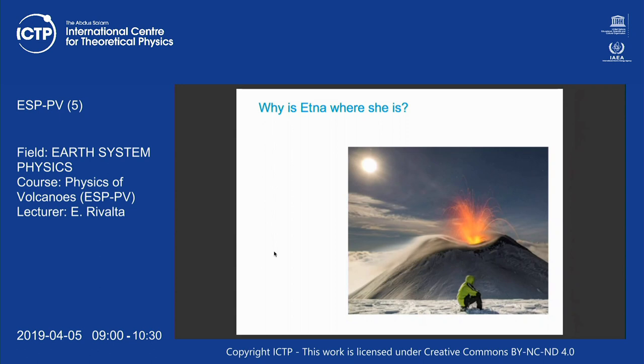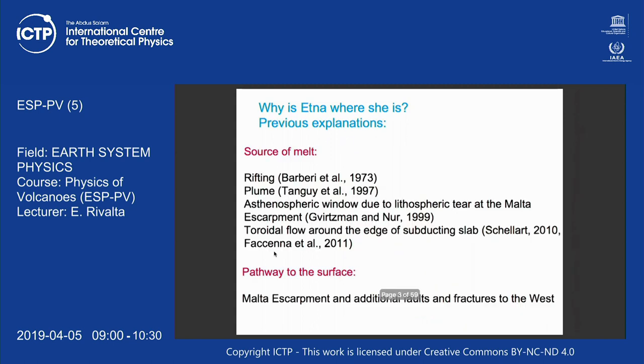For Etna, the question is intriguing because it's kind of intraplate. And so people have debated a lot why Etna is where it is. I wrote "she" because in Italian, Etna, in Sicily, is female, it's a lady, different from other volcanoes. The source of melt, or the melting reason, has been debated as far back as 1973. This Barberi is now a very senior professor, retired a long time ago. He was in Rome and in Pisa, and he's one of the big names of Italian volcanology.